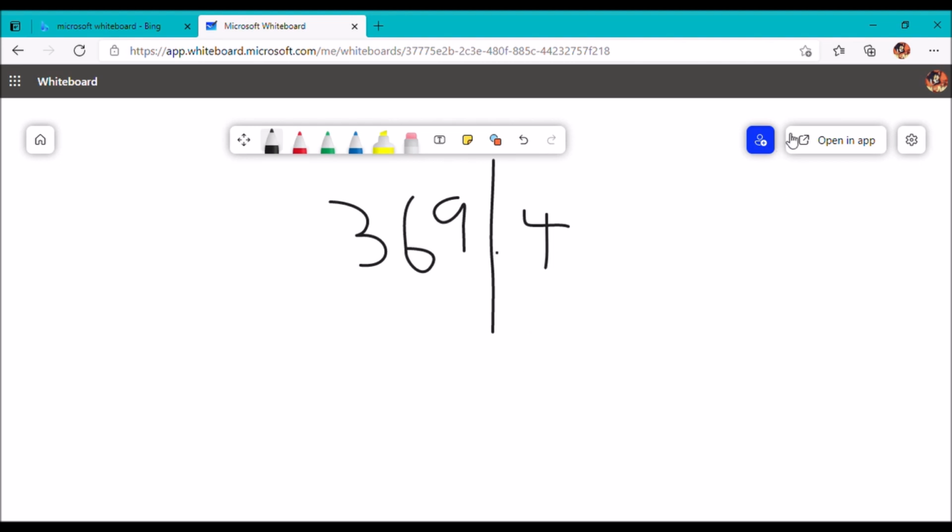And don't add the 0 to this 4 because it is a decimal number. After 9 it is the 4, and the 4 is a decimal number. So we must not add a 0. If the 4 is not a decimal number, then we must add the 0. So then the answer must be 369.